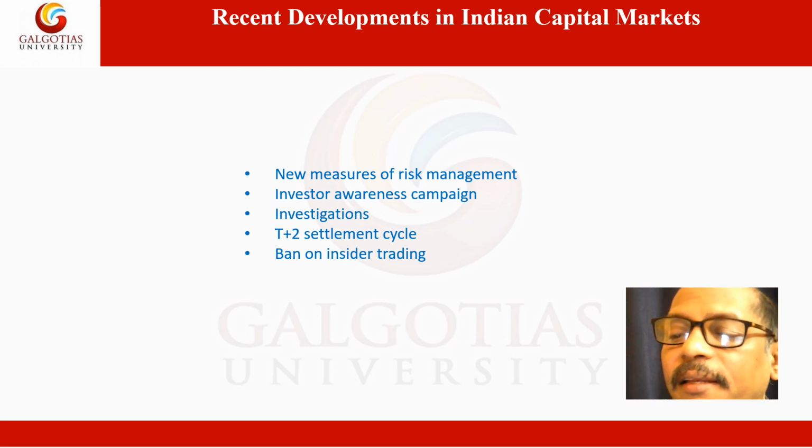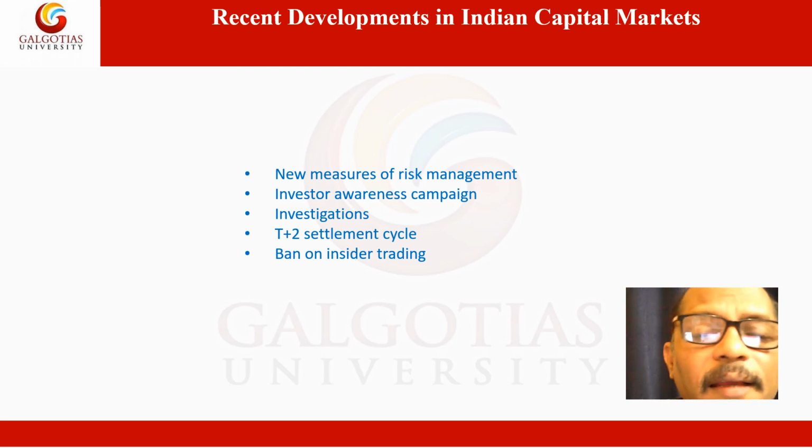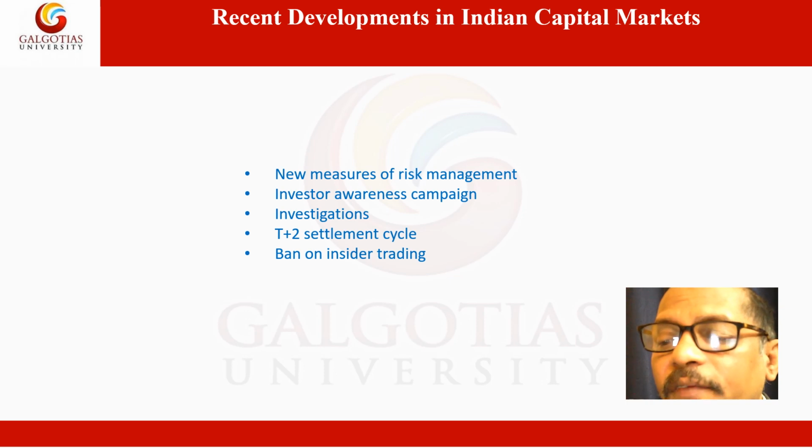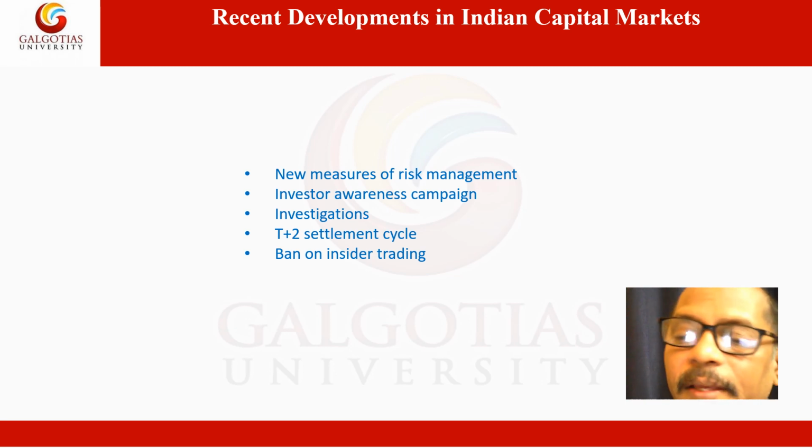And then there is the T plus 2 settlement cycle that is currently in the capital market. The settlement cycle is in the T plus 2 cycle. Here T means the trading day, and the T plus 2 settlement means the settlement and delivery of the shares shall take place on the second trading day after the trade takes place. And then another very important development was the ban on insider trading. Individuals possessing confidential information of a particular company can use the information to unethically profit from the stock market. SEBI has made it clear and mandatory to restrict all kinds of insider trading in the capital market.